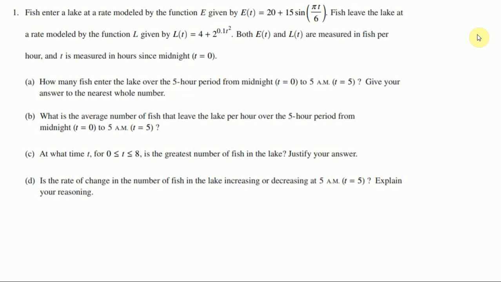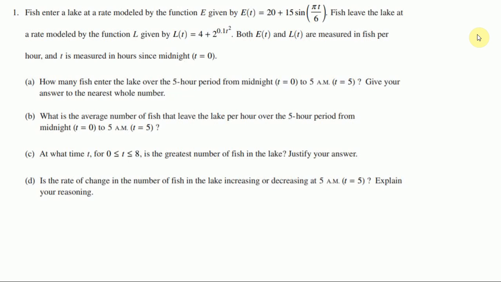Both E of t and L of t are measured in fish per hour, and t is measured in hours since midnight, t equals 0. First, it asks us how many fish enter the lake over the 5-hour period from t equals 0 to 5. Give your answer to the nearest whole number.